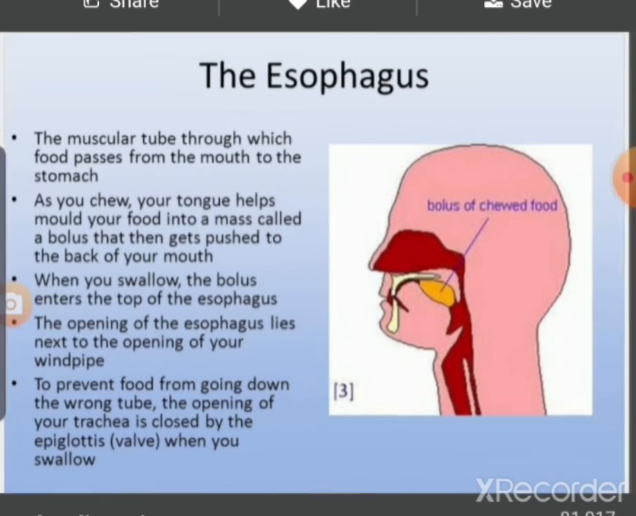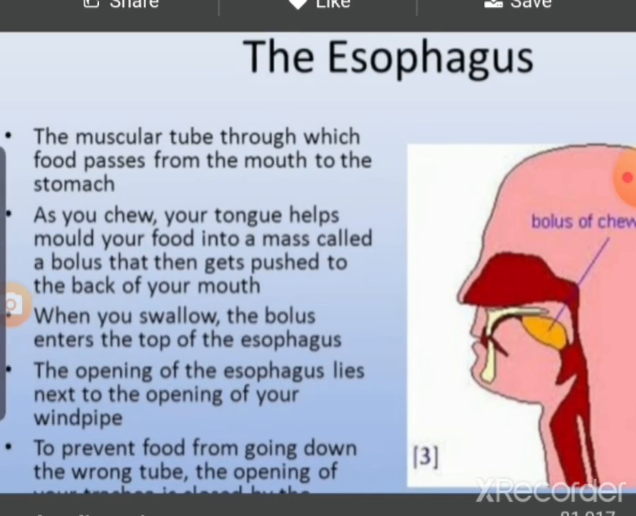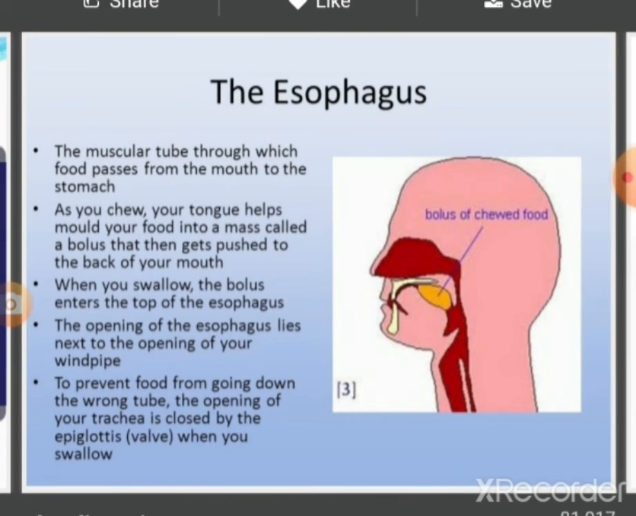Okay, so the next part of our food tract is the esophagus. It is a muscular tube through which the food passes from our mouth to the stomach, meaning it is the connection between our mouth and the stomach. So whenever we are chewing something, our tongue helps to make it into the bolus and pushes it into the next part of our mouth. So when we are swallowing something, the bolus enters the top part of the esophagus.